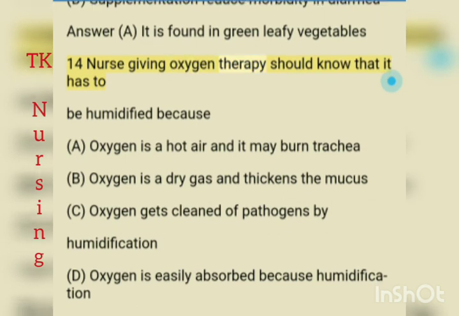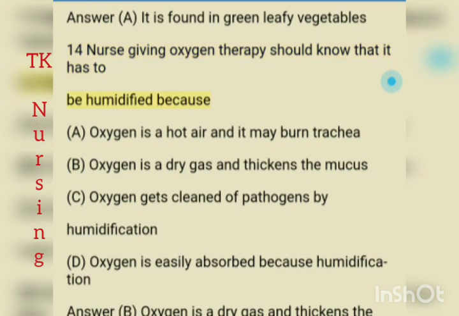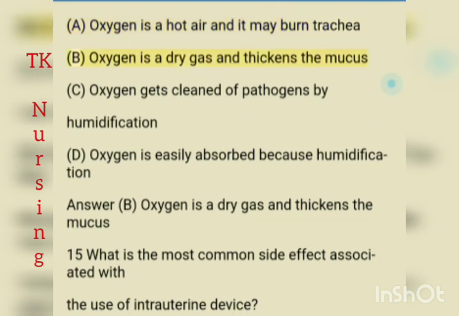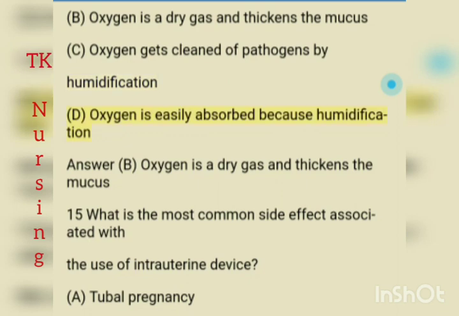14. A nurse giving oxygen therapy should know that it has to be humidified because A. Oxygen is a hot air and it may burn the trachea. B. Oxygen is a dry gas and thickens the mucus. C. Oxygen gets cleaned of pathogens by humidification. D. Oxygen is easily absorbed because of humidification. Answer B. Oxygen is a dry gas and thickens the mucus.